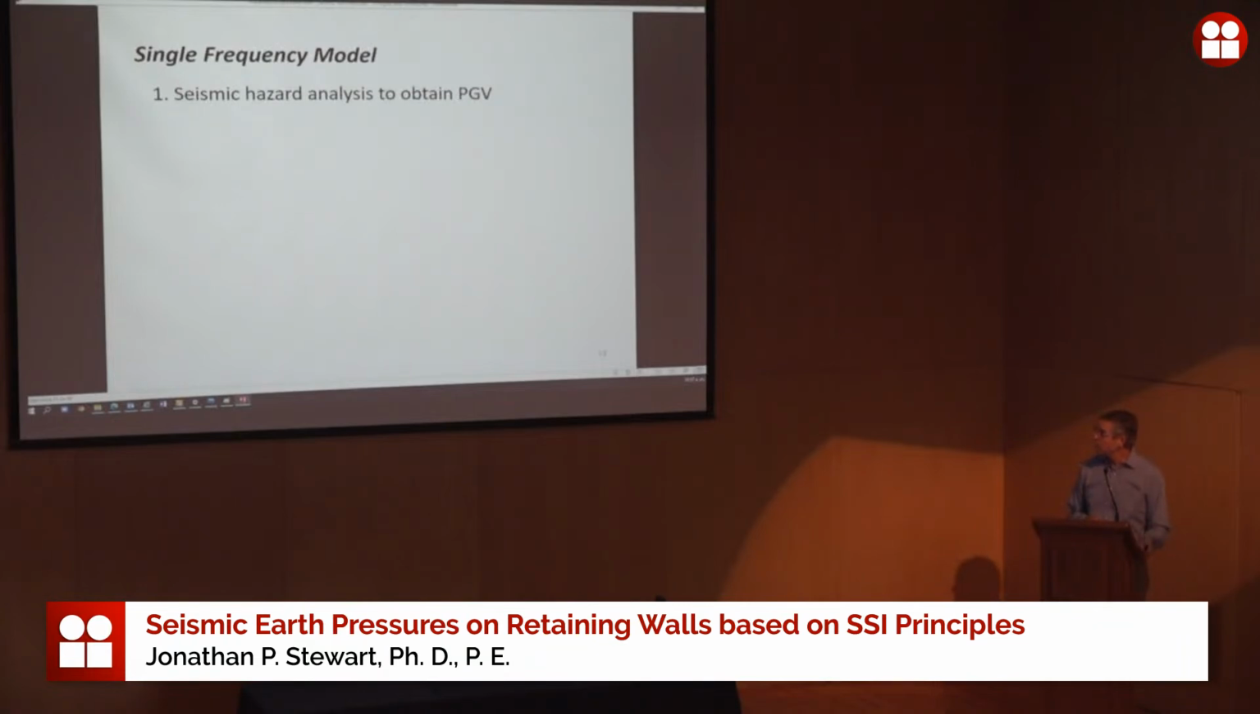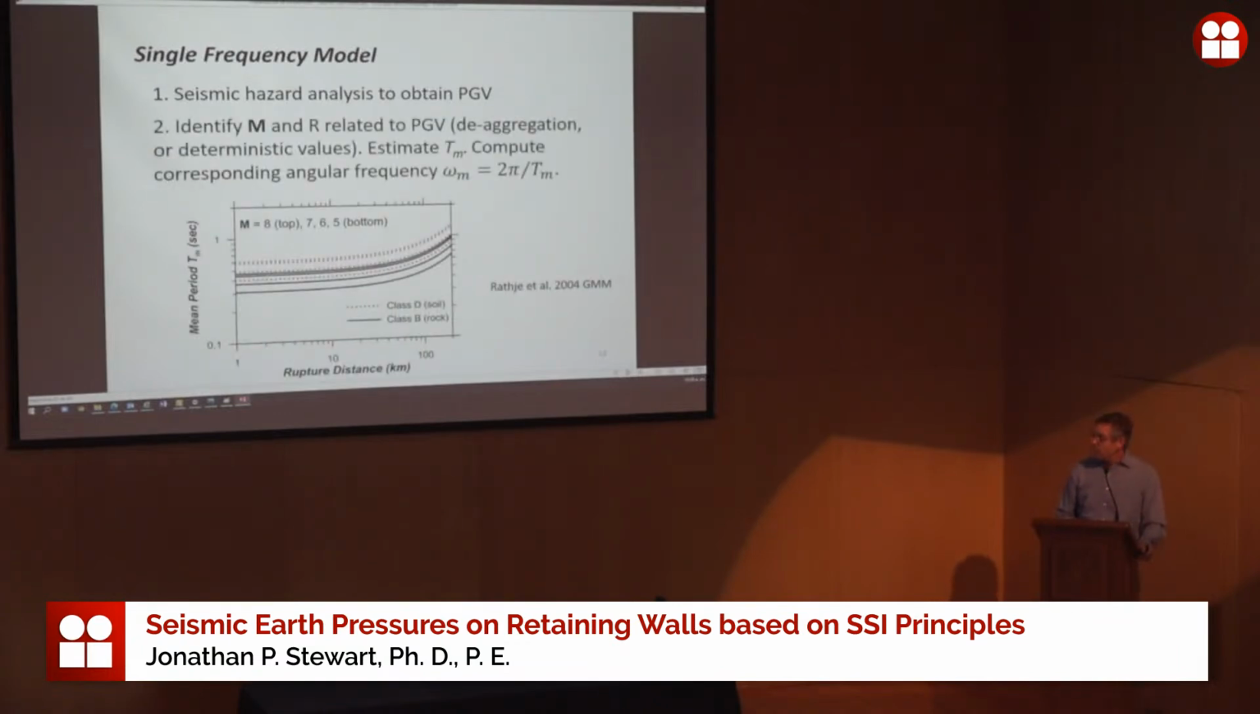Okay, so now here's the procedure. You do a seismic hazard analysis. The ground motion parameter we want is PGV, velocity. The reason we want PGV is it's an intensity measure that measures kind of the center of the frequency range of most ground motions, and that's the part of the ground motion that is most likely to produce these relative displacements.